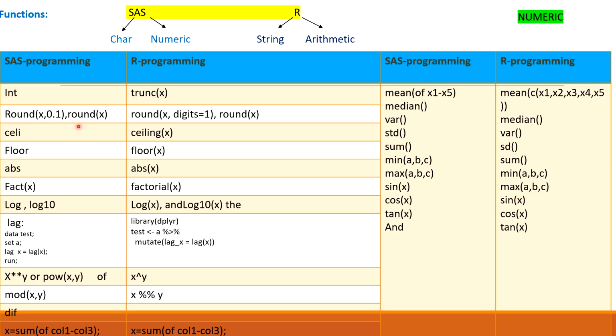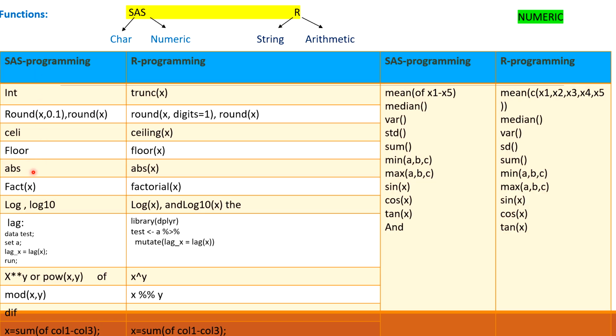To round off a value in SAS, we'll use the round function. R programming is similar. Here we'll use 0.1 to get one decimal place, but in R we need to use digits equal to 1. The ceil function gets the upper value; in the same way, R programming has ceiling. To get the floor value, we'll use the floor function. R programming is also similar.